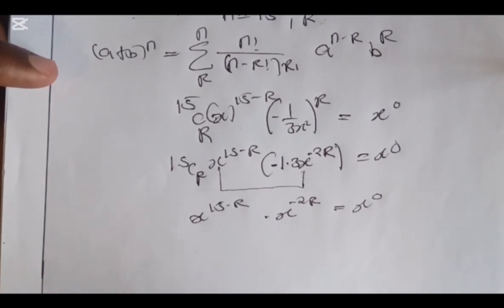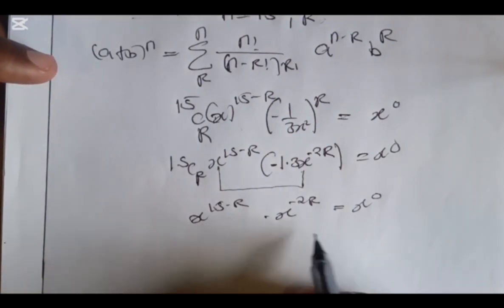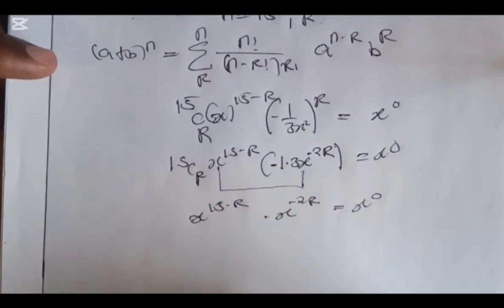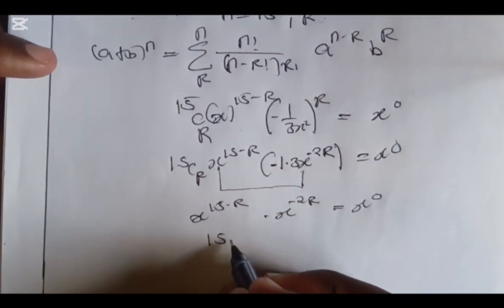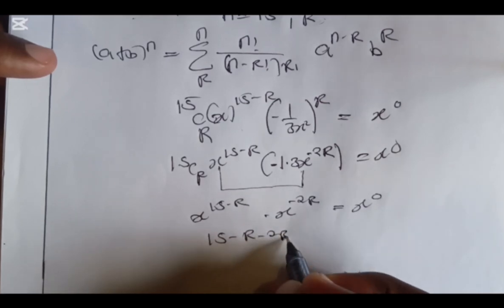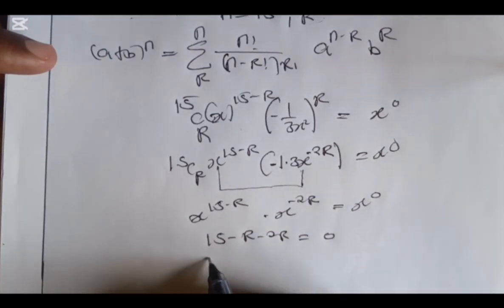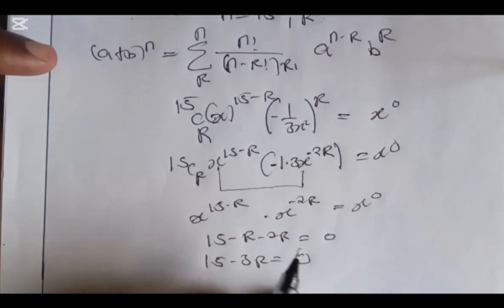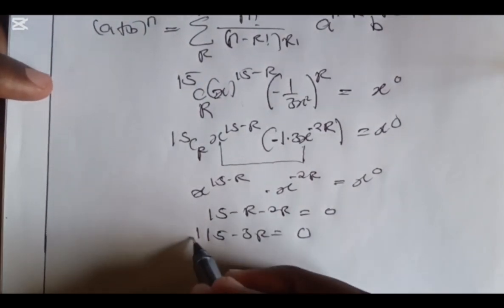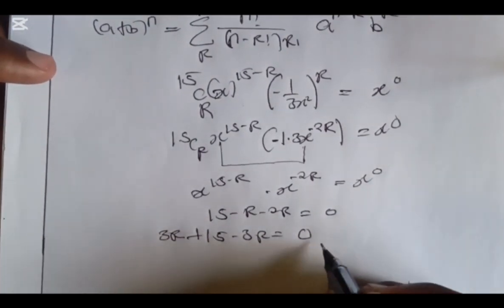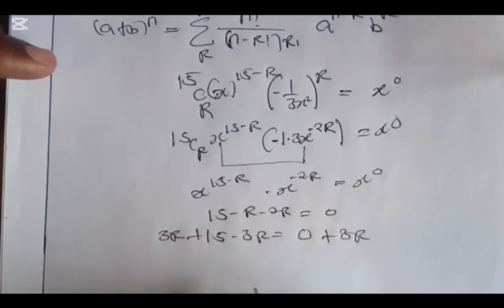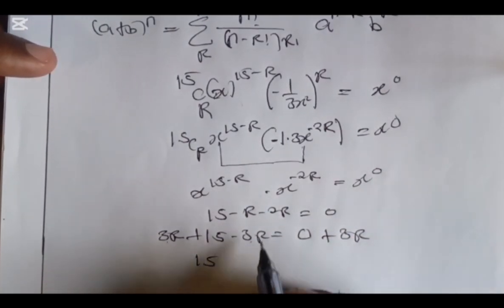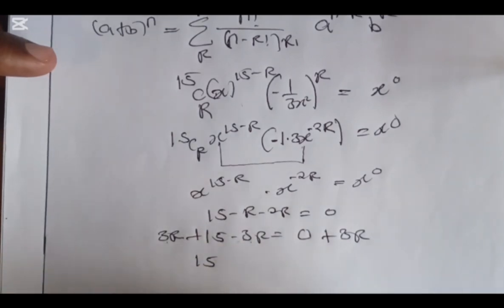So what we are going to do now is use the laws of indices. When bases are the same, we can add the powers. So you can have 15 minus r minus 2r equal to 0, which will give us 15 minus 3r equal to 0. Finding r, we can add 3r to both sides. So this and this will give us 15, because 3r and minus 3r give 0.